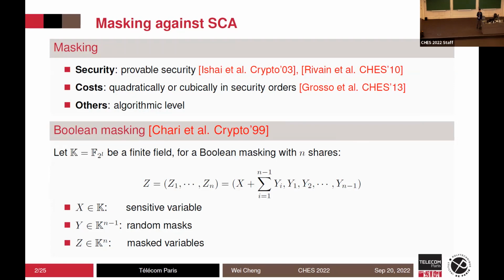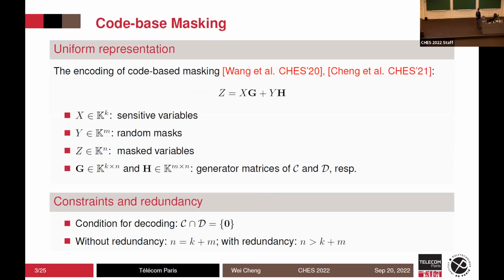Here we use just AND, but it's XOR in fact. For Boolean masking, the first share is the sum, the XOR, of all the masks Y, and X is the sensitive variable, and then Z is the encoded variable. This scheme can be generalized to code-based masking, in which we have the uniform representation Z equals XG plus YH, where X can be more than one byte or one word, so it's a kind of packed implementation. And then we have the unshares.